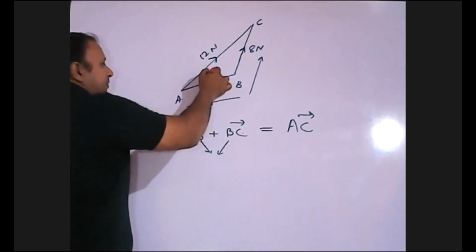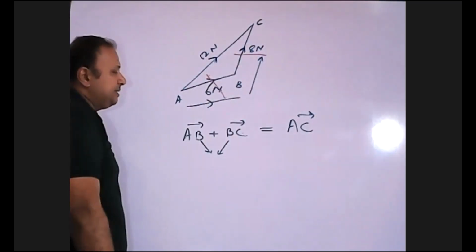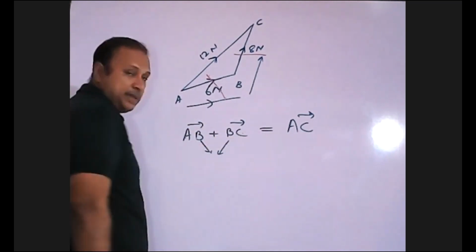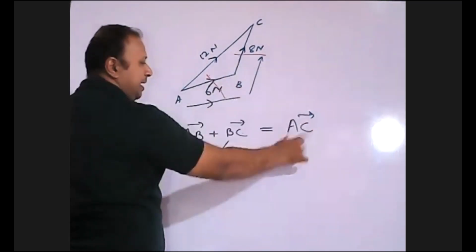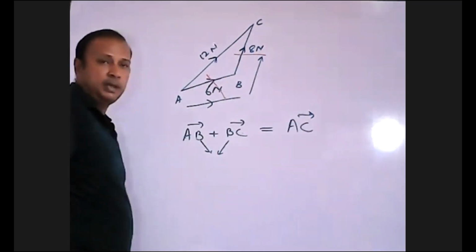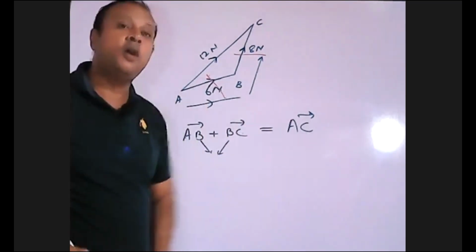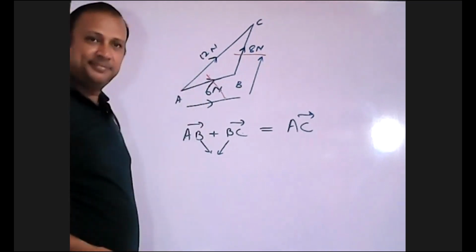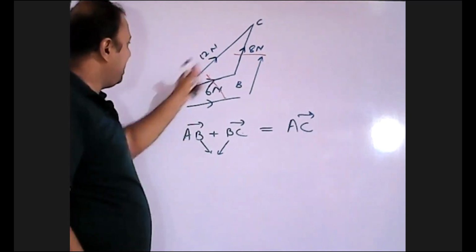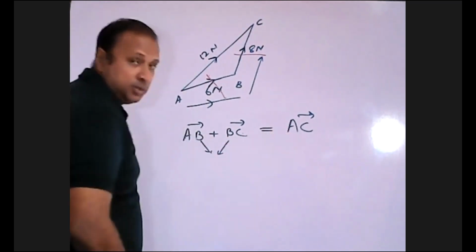So the resultant of these two, the resultant of 6 Newton and 8 Newton, is equal to AC vector. Now I have to find the magnitude of AC vector. How to find the magnitude? It is given. AC vector is 12 Newton.